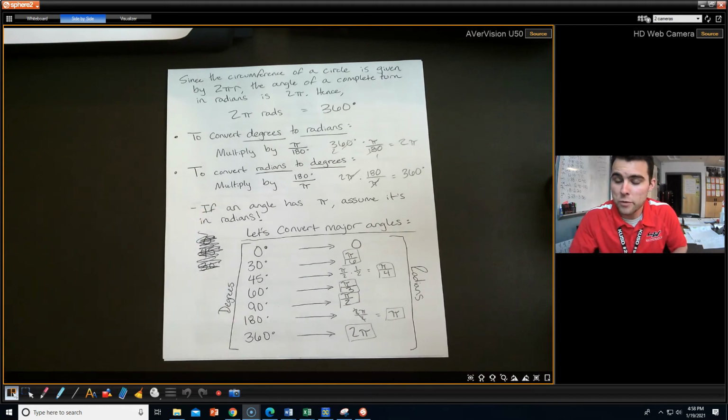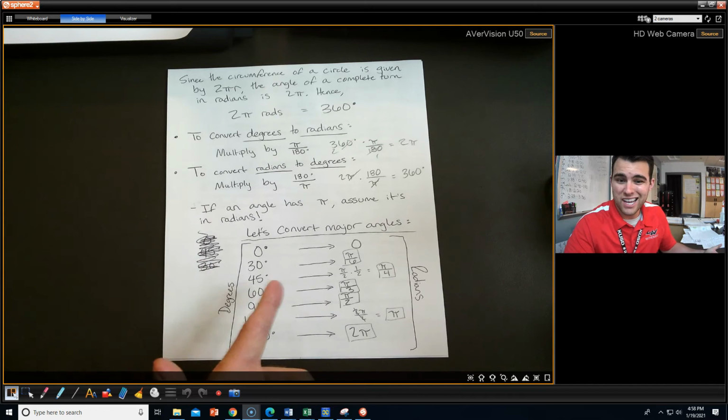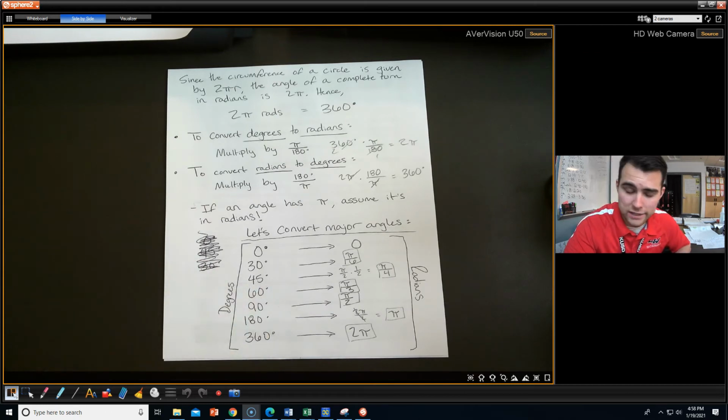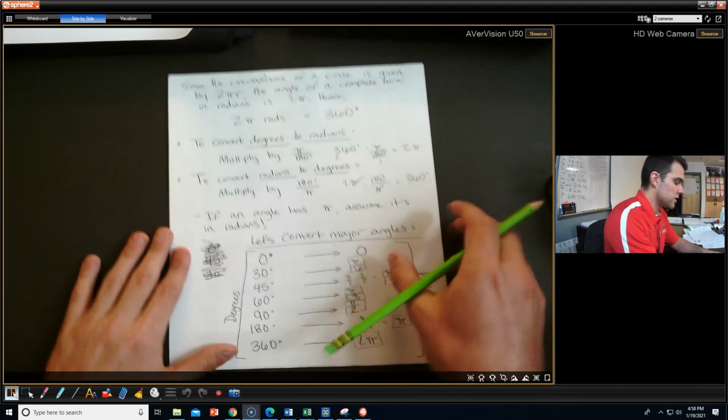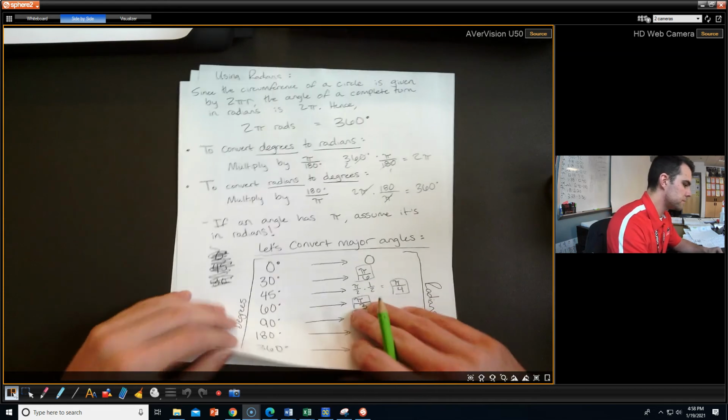So we're going to update our unit circle, not today, but we are going to update it with some radian measurements because now you know how to convert, and now you know the major angles, at least. So let's get some practice with radians.